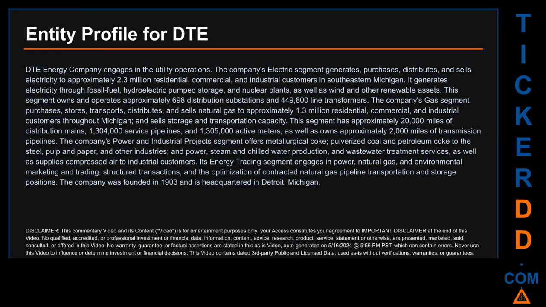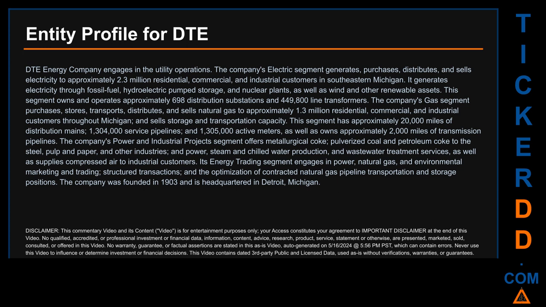renewable assets. This segment owns and operates approximately 698 distribution substations and 449,800 line transformers. The company's gas segment purchases, stores, transports, distributes, and sells natural gas to approximately 1.3 million residential, commercial, and industrial customers throughout Michigan, and sells storage and transportation capacity. This segment has approximately 20,000 miles of distribution mains, 1,304,000 service pipelines, and 1,305,000 active meters, as well as owns approximately 2,000 miles of transmission pipelines.